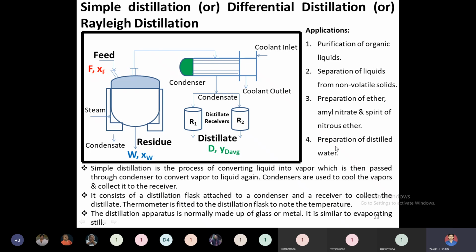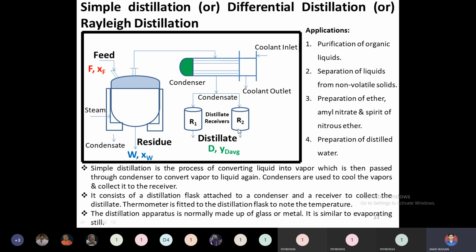Then simple distillation is used in preparing distilled water. Since salts do not have a boiling point, separation of the dissolved salts in the water is very easy using simple distillation. Whatever vapors are formed are pure water, so they will be condensed and the distilled water will be collected in the receiver. Therefore, distilled water finds many applications in laboratory experiments, etc.